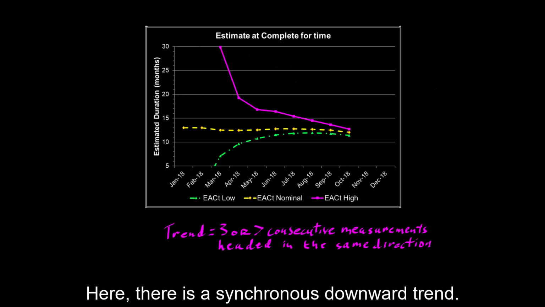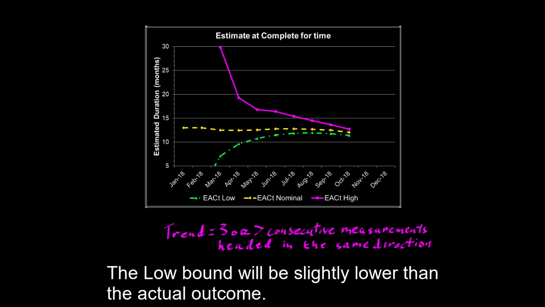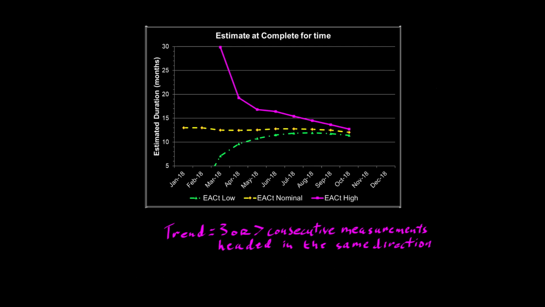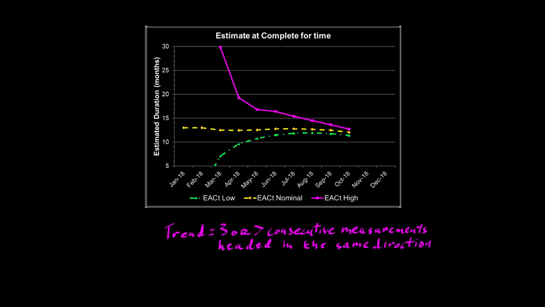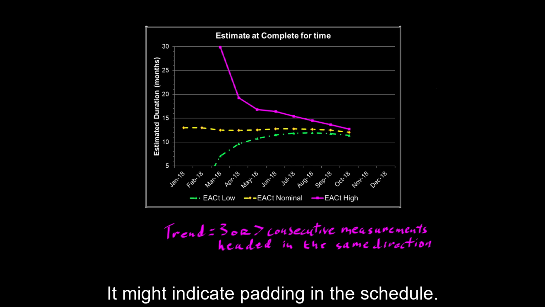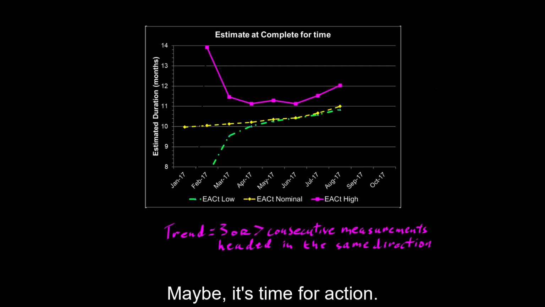Here, there's a synchronous downward trend. That means performance is improving over time. The low bound will be slightly lower than the actual outcome. That's often viewed positively, but it has a downside. It might indicate padding in the schedule. Maybe it's time for action.